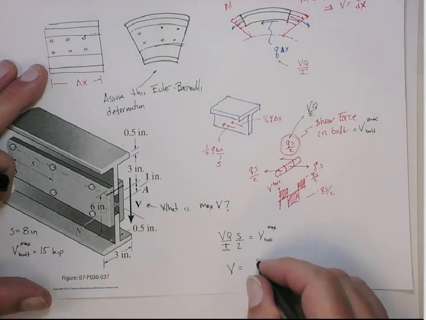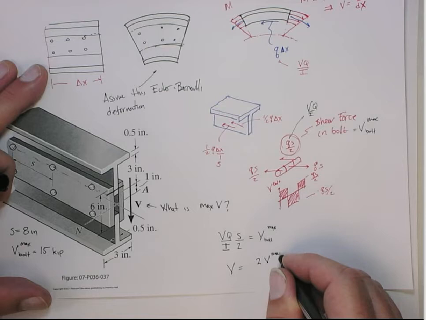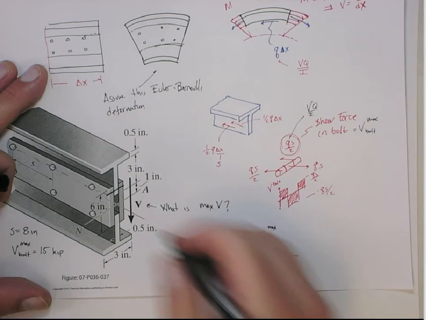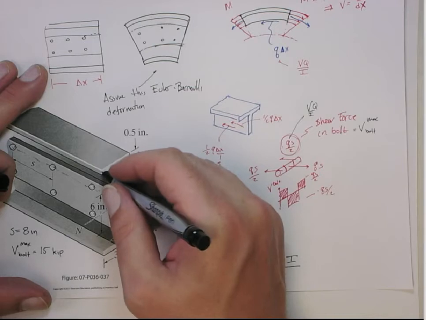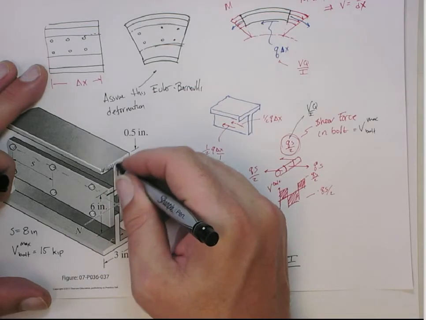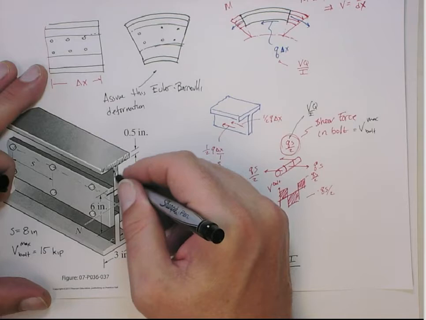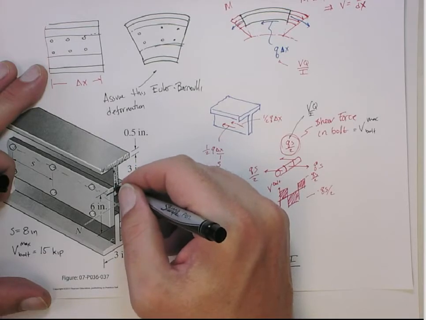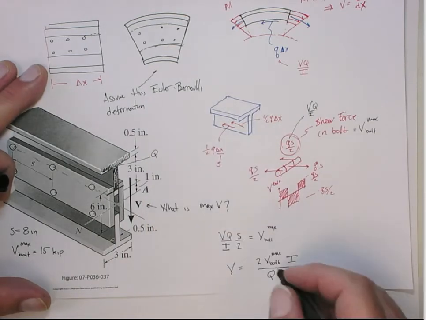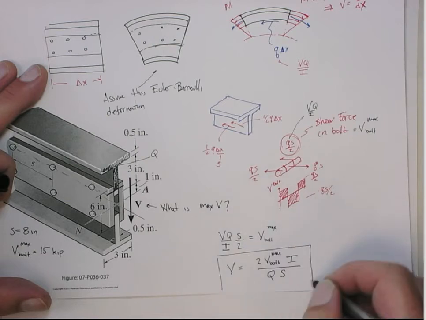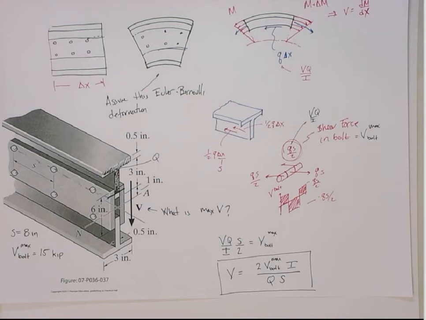So that's going to be the max V that we can apply. That's going to be 2 times the allowable bolt shear force times the total I of the beam over Q, which is actually going to be this Q, actually technically just down to this point here. This is the area we're going to use for Q, divided by S. So that's really it. All right. Now let's do the numbers.